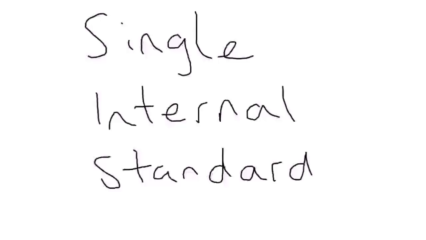For a single internal standard, what we're doing is adding an internal standard solution, a known amount of known concentration and volume of something which is not the analyte, but it acts in a similar way to the analyte. So it's a way of overcoming fluctuations. As an example, let's say we're looking at sodium in a blood solution.